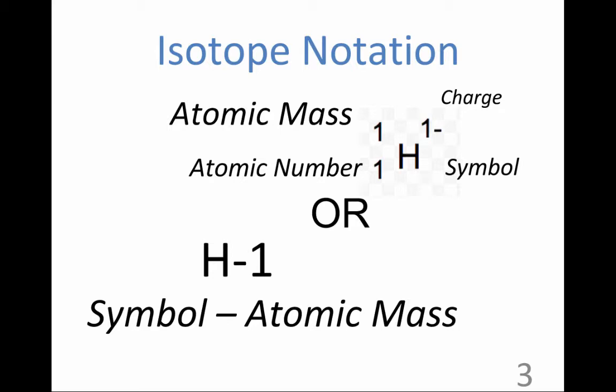Now you'll notice that isotope notations 1 and 2 are different than periodic table notation in that isotope notations 1 and 2 could have the charge, isotope notation 1 could, and both of them have the atomic mass, but periodic table notation has the average atomic mass. So atomic mass is going to be a perfect round number, a whole number.